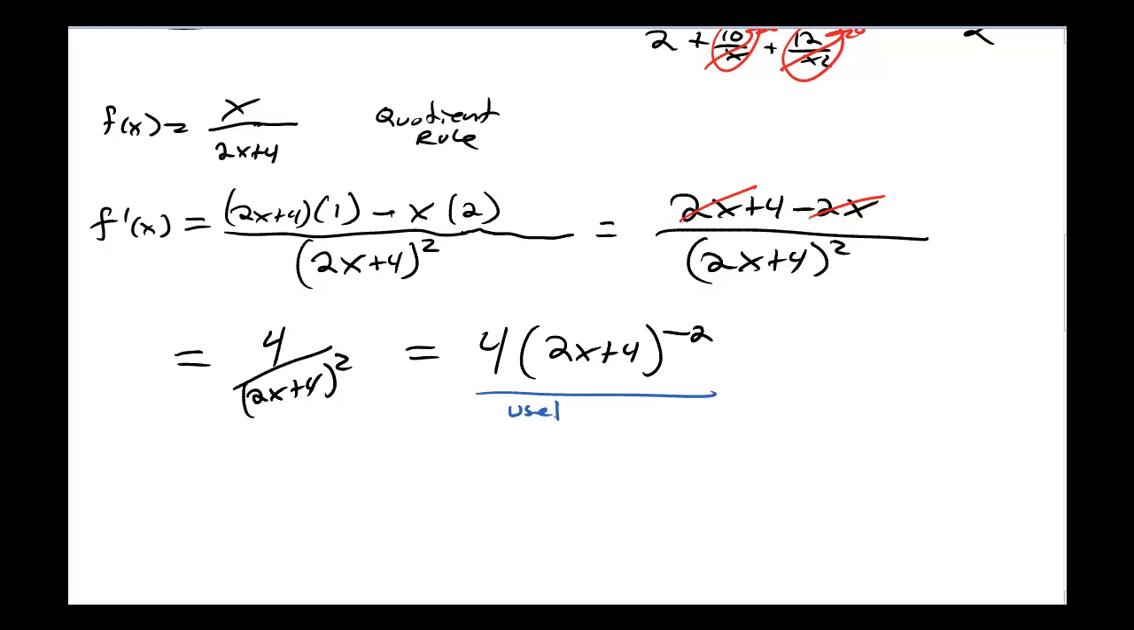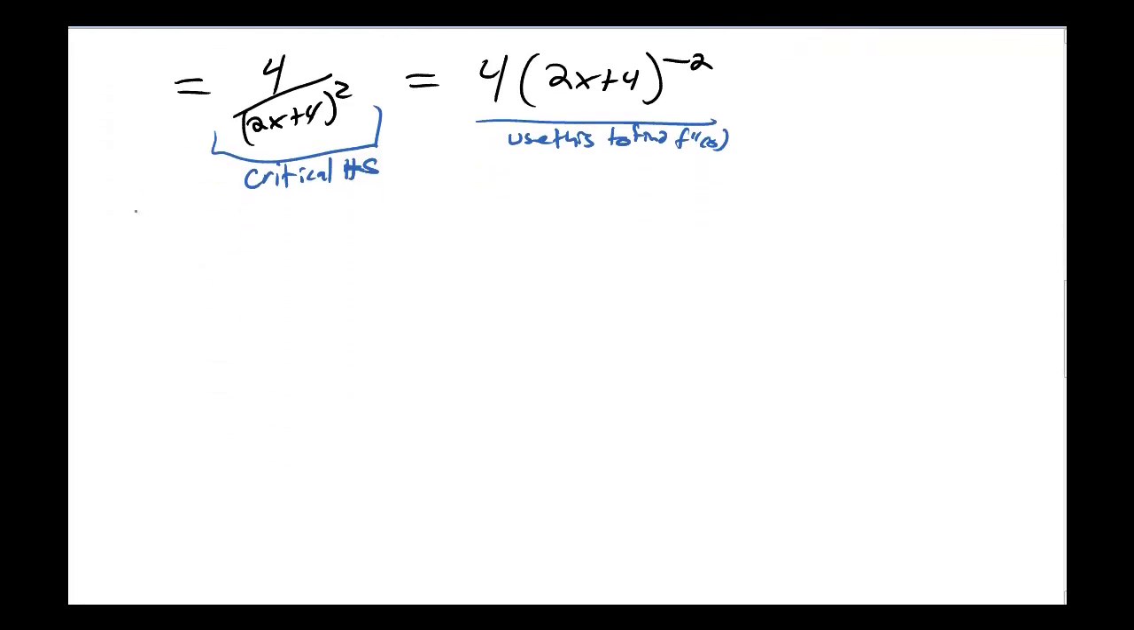So I'm going to use this to find f double prime of x. However, this part right here is what I'm going to use to find critical numbers. Critical numbers come from 3 spots really. The places where the first derivative is equal to 0, places where the first derivative is not defined, and also places where I have endpoints. Endpoints of my original equation from my original domain.